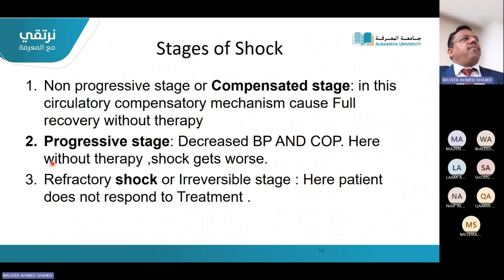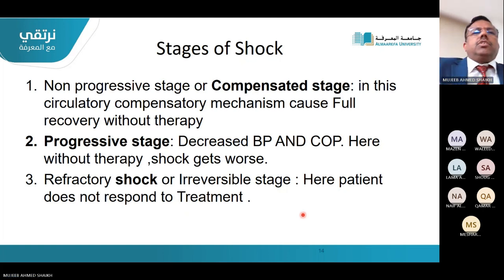The third stage is the refractory stage. Refractory means even though you do anything, either you infuse some volume, infuse some blood, give some drug, still the shock will not recover. The person will die. This is called the uncompensated, or you can say the refractory stage, or irreversible stage. Irreversible, and will not respond to the treatment.